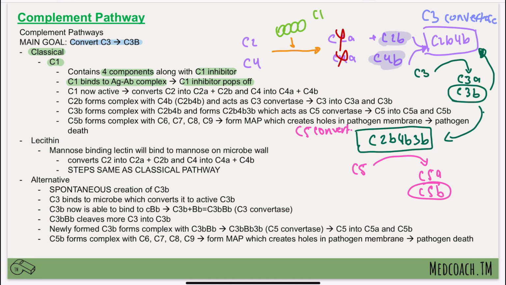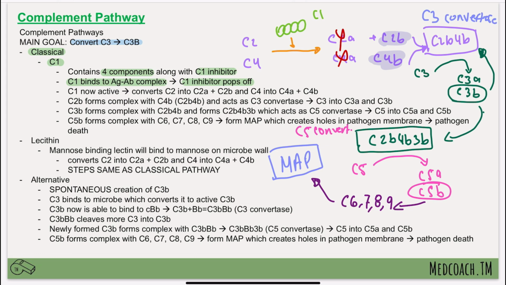So that is our step so far to obtain not only C3b, which is the main goal of the complement pathway, but also we have now obtained C5b, which I'm going to talk about now. C5b then goes on to bind on to C6, 7, 8, and 9, and forms a complex. I'm running out of room here, but it forms a complex which is called the MAC. Sorry, the MAP. So it's called the MAP, which is the membrane attack protein.